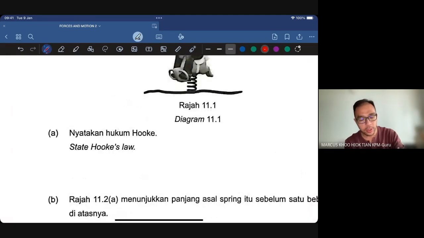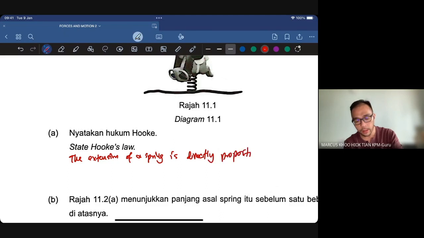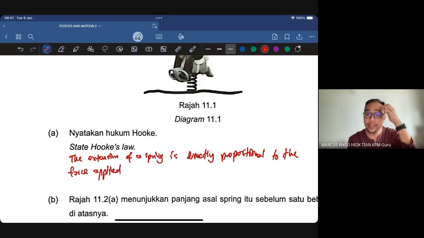So Hooke's Law states that the extension of a spring is directly proportional to the force applied. But there is a condition for this. I noticed that a lot of definitions, especially when it comes to law, a lot of the Form 5 definitions for law, after you state the relationship, there's always a condition for it.